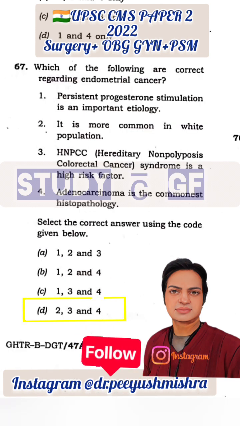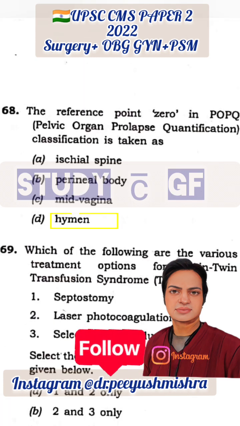Which of the following are correct regarding endometrial cancer? It is more common in white population. HNPCC, hereditary non-polyposis colorectal cancer syndrome, is a high risk factor. Adenocarcinoma is the commonest histopathology. The reference point 0 in POPQ, pelvic organ prolapse quantification classification, is taken as hymen.